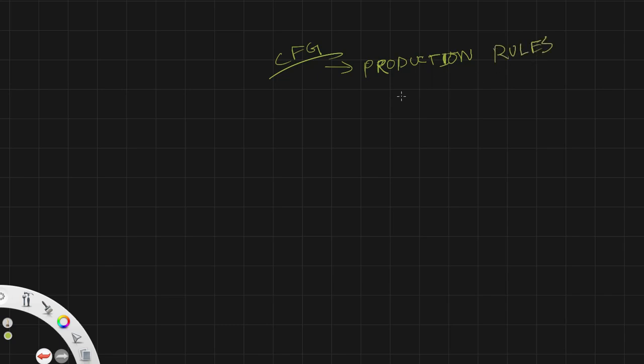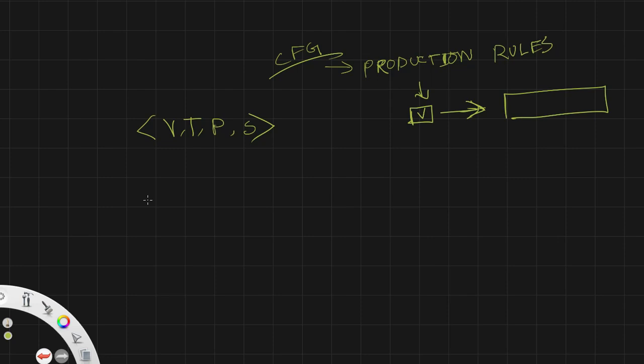Each production rule looks like this. A variable is being converted or expanded into a string of other variables and terminals. And to define a grammar, we need four things. We need the set of variables, the set of terminals, the set of production rules, and we need to know which variable is the start variable. All right, so we need these four things.